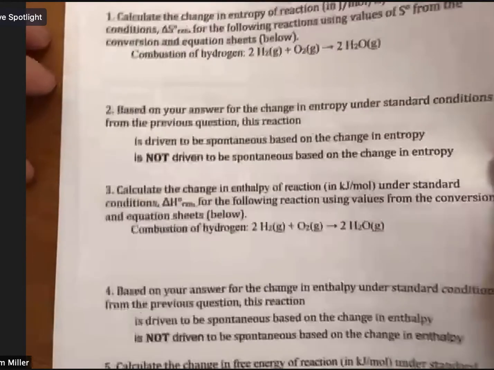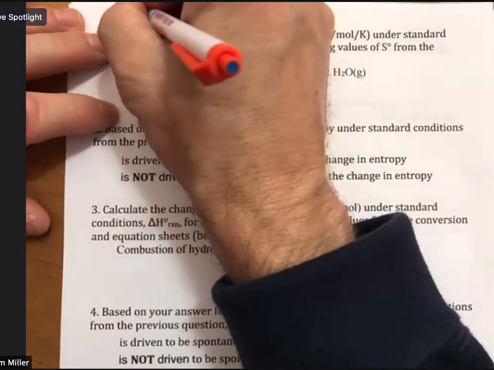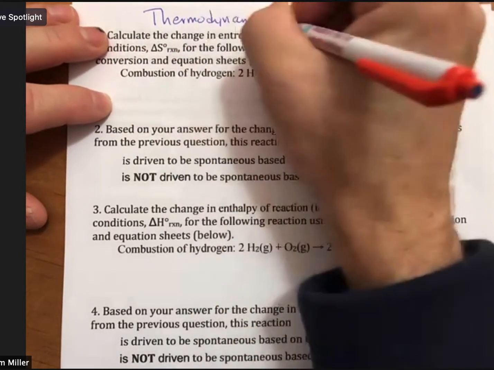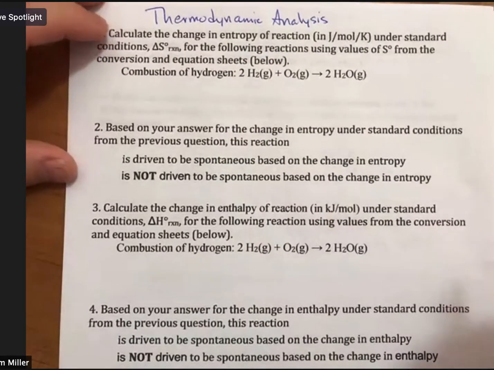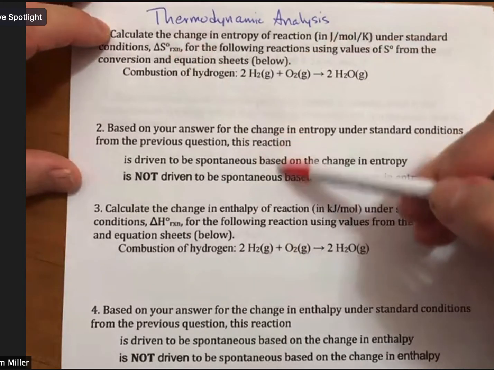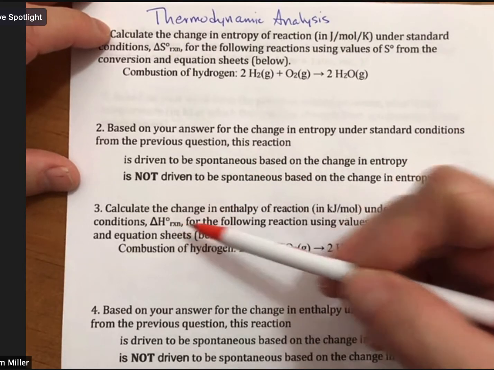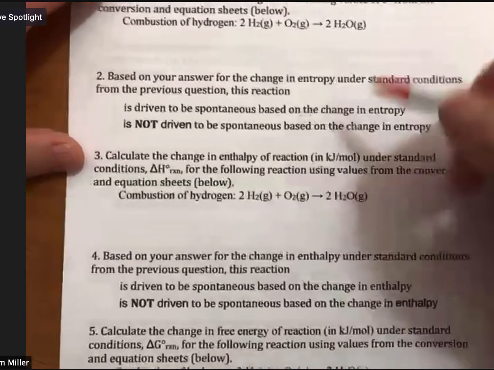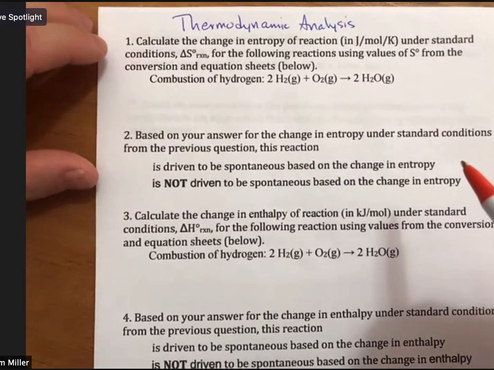to be a 2-pager with 7 questions in it. And this is what I like to call a thermodynamic analysis. And what I mean by that is we're going to calculate delta S. We're going to think about whether or not that is driven to be spontaneous. We're going to calculate delta H, think about its spontaneity, calculate delta G, etc., etc. So we're going to calculate all the possible values and see what happens.